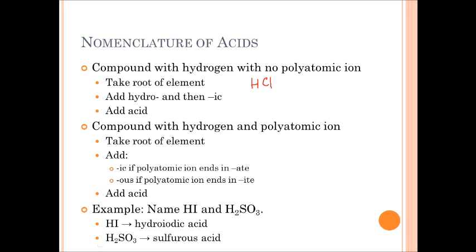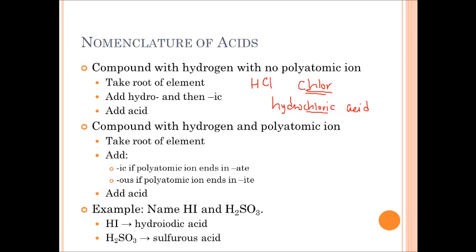So we take the root of the element, because with these we ignore the H. We ignore basically that the H exists. It's just there to tell us that it's an acid. So we take chlor, which is the root of chlorine. We're going to add hydro in front of it, ic at the end, and we're going to stick on acid. So chlor is our root word. We put hydro in the beginning, ic on the end, and then we add acid.